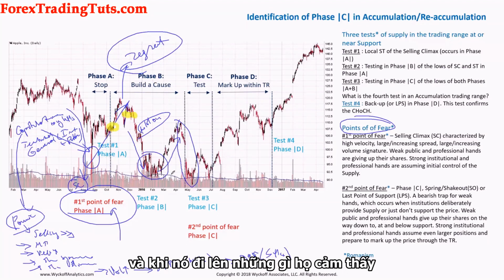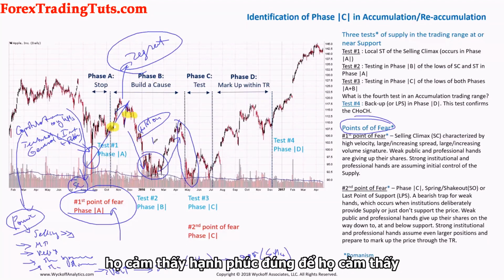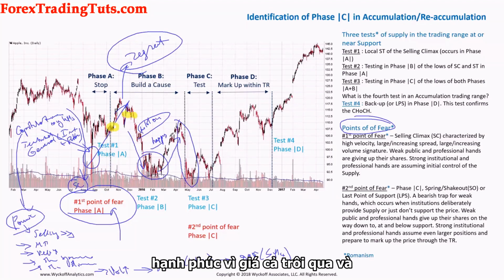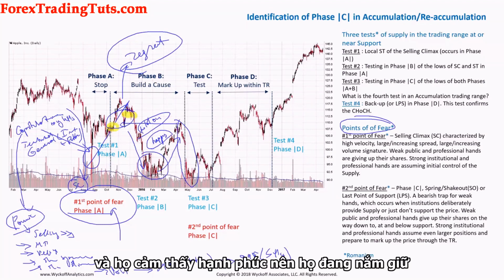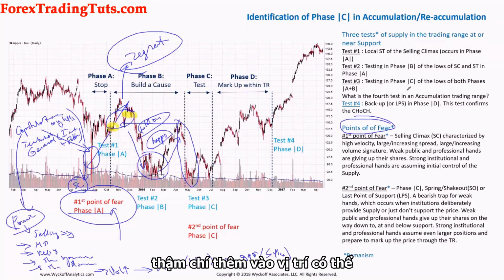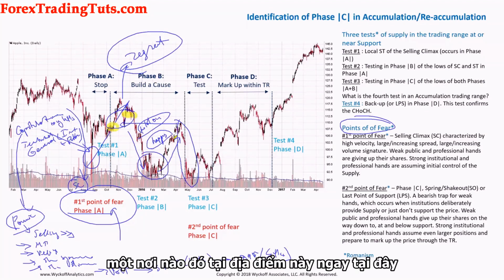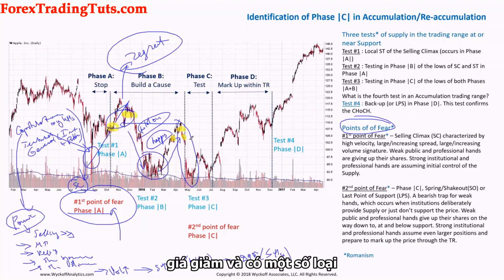And as it goes up, what do they feel? They feel happiness, right? They feel happy because the price goes up, and they're saying that was a good decision to buy here, hold on to the stock, and now the price is back almost into the same area. And they feel happy. So they're holding on to the position, and they might even be adding to the position, maybe somewhere at this spot right here. So imagine what happens next when the price gaps down, or goes down just a little bit. What do you think they're going to experience then?